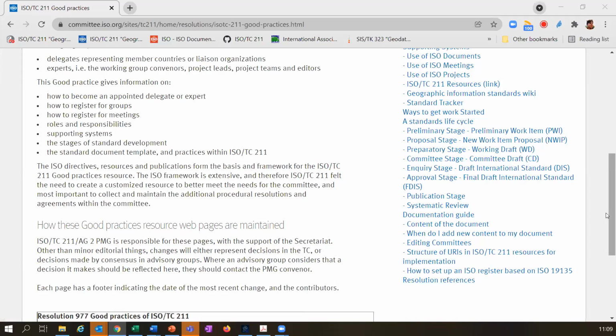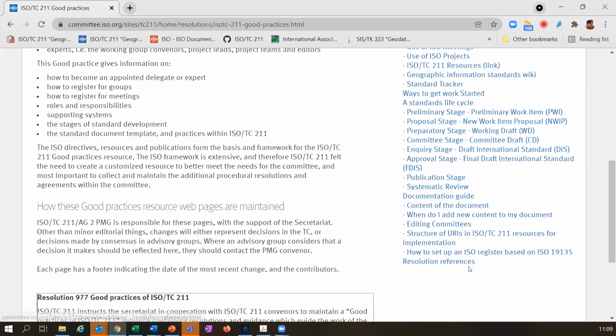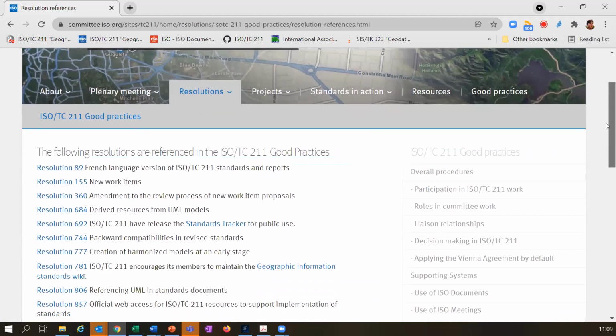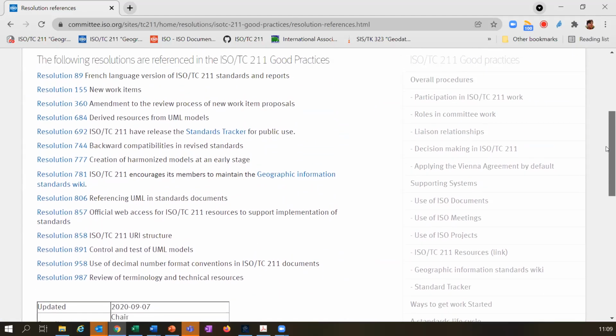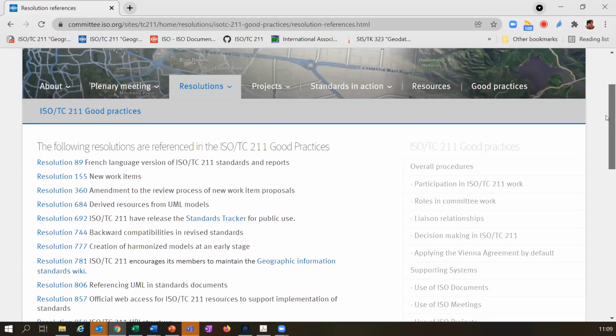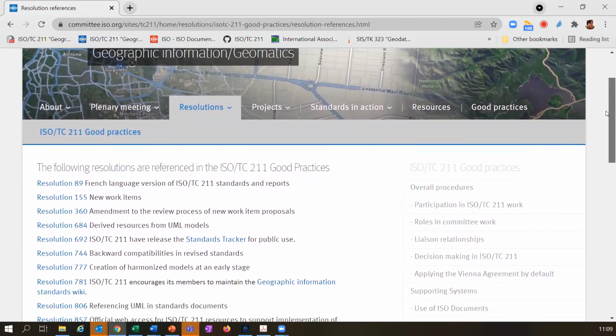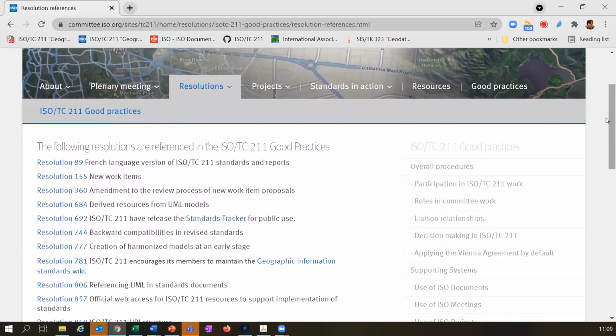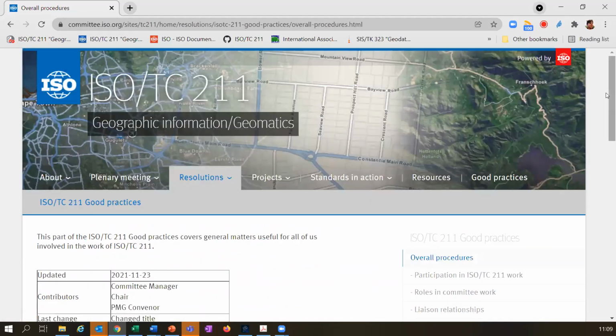We're coming back to maybe the thing that we started to have the good practice for, which is how to know which of the resolutions that we have taken we have referenced in this material. So here is just a list of what you find in all of the good practice. But let's go a little bit more into details and talk a little bit about the different areas in the good practice.